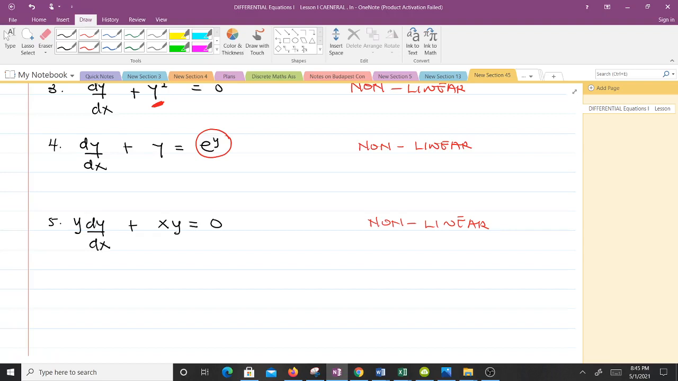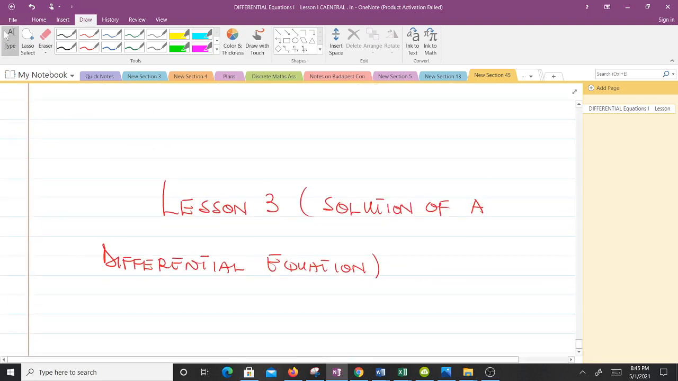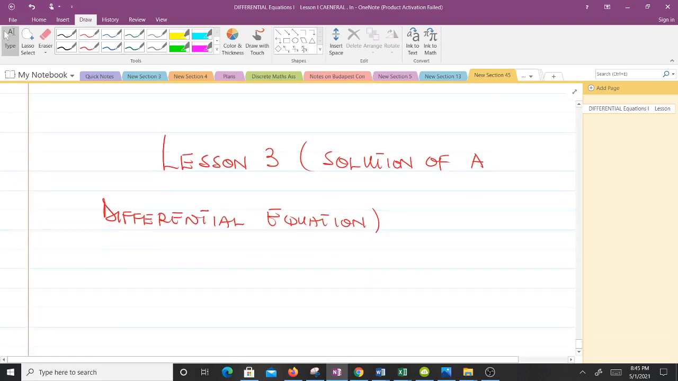Alright, so the reason why it is non-linear is because of this here. You see, the dependent variable is y, and we have a product of the dependent variable and what? Its derivative. So this makes it non-linear. So in this video, we learned how to classify differential equations, and we took our time to digest them, right? I hope you really understand it.